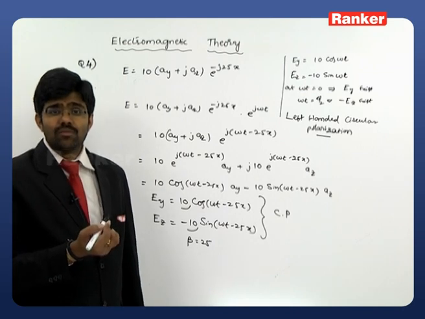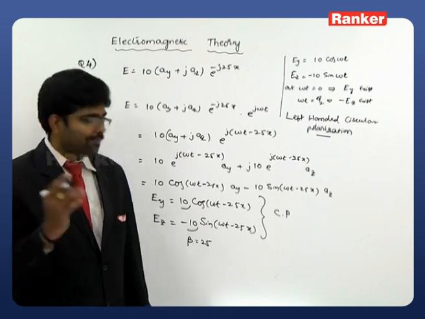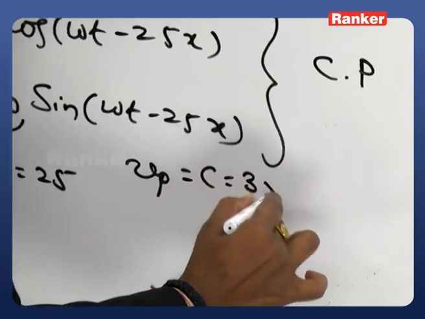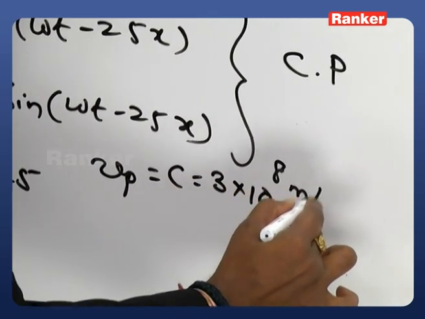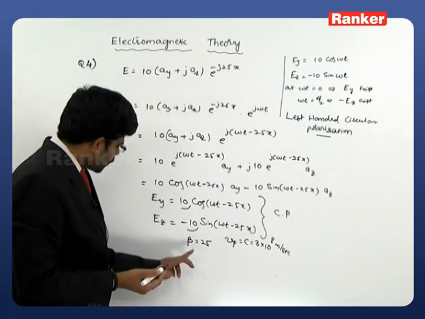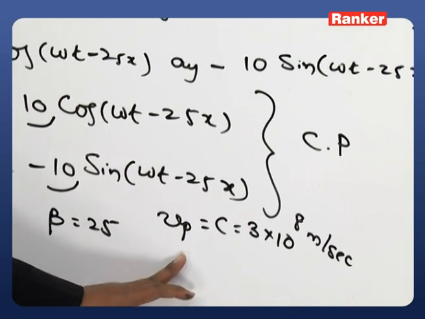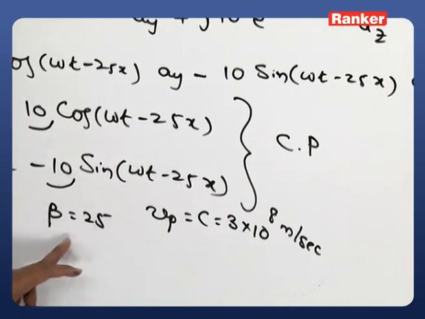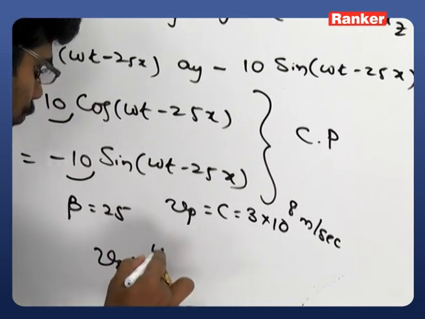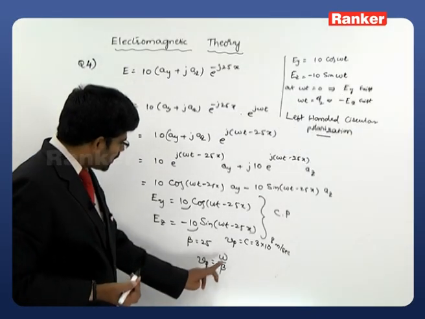Since the wave is traveling in free space, let us take the phase velocity as equal to the light velocity. That is, the phase velocity Vp equals c, which is nothing but 3 into 10 power 8 meters per second. This is the only data we have from that equation. So using this beta and Vp, can we identify omega? Yes, exactly. We have a relation between Vp, beta and omega. What is that equation? Phase velocity Vp equals omega by beta.